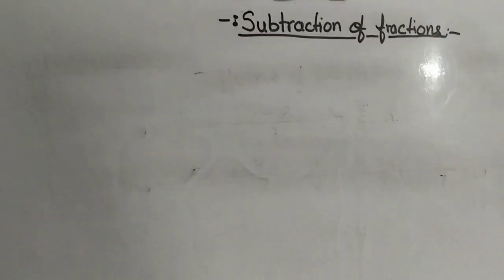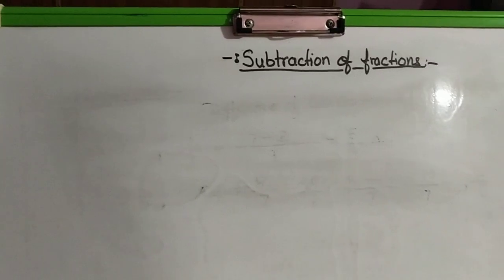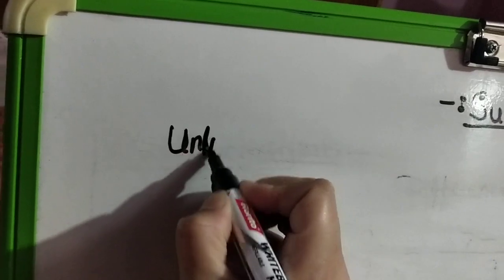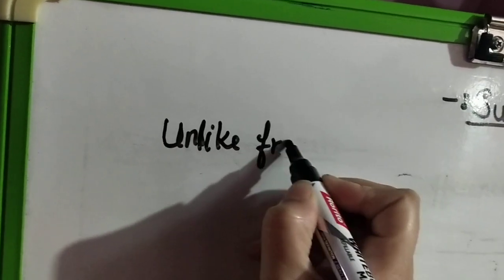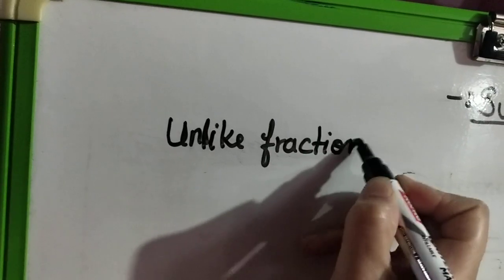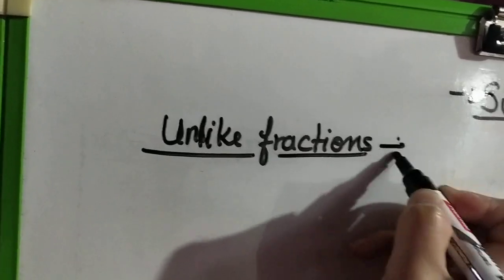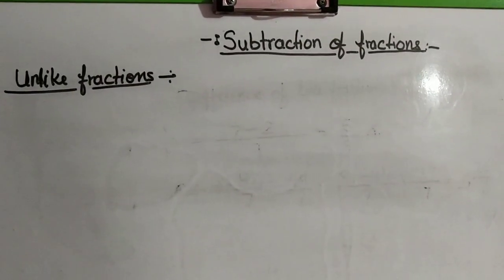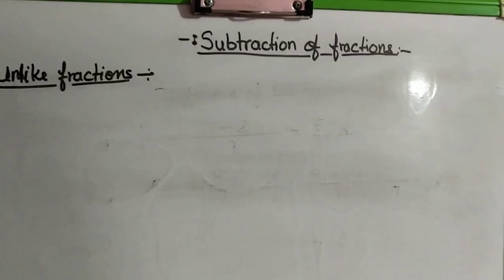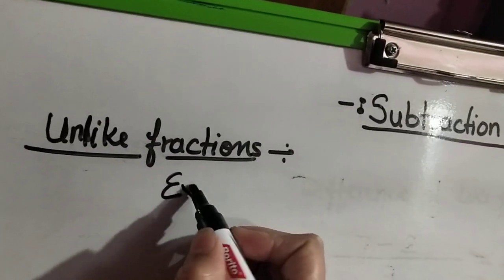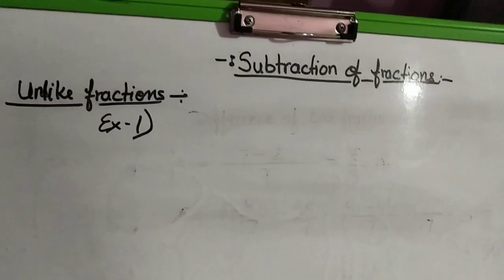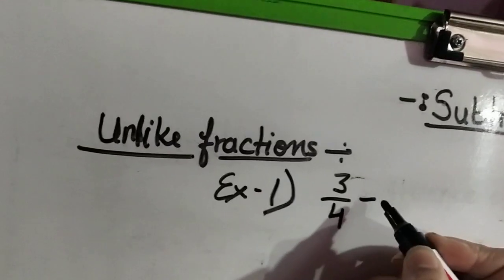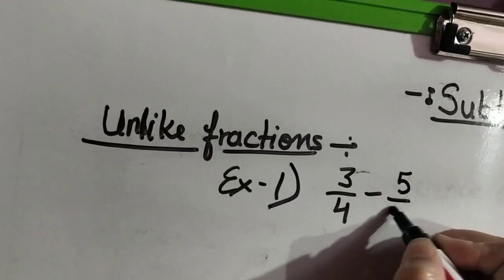Now we'll see how to find out the difference of unlike fractions. As you all know, fractions with different denominators are called unlike fractions. There are some steps we have to follow in this. Understand it by the example. Example number 1. 3 upon 4 minus 5 upon 8.